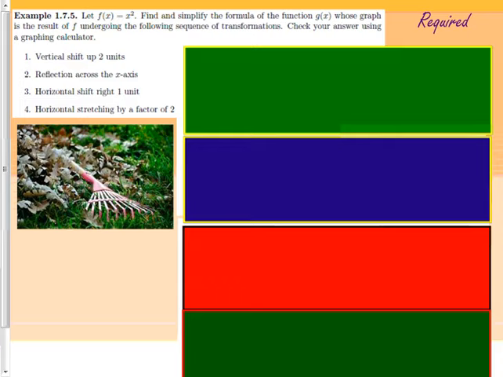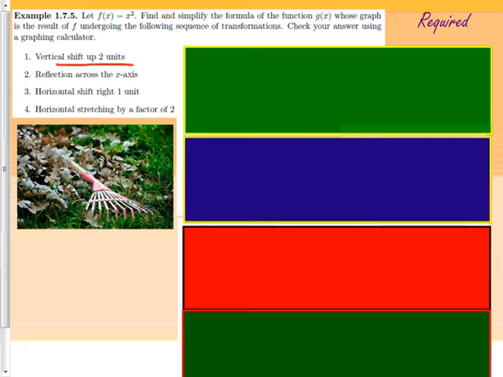Okay, moving on. This is the first problem of the homework, which I'm going to do with you. And then we are starting your assignment at this point. All right. Let f of x equal x squared. I know that one. It's a parabola. Find and simplify the formula of the function g of x, whose graph is the result of f undergoing the following sequence of transformations. All right. So basically, it's a sequence. It's like a whole bunch of things that are going to happen in a row.